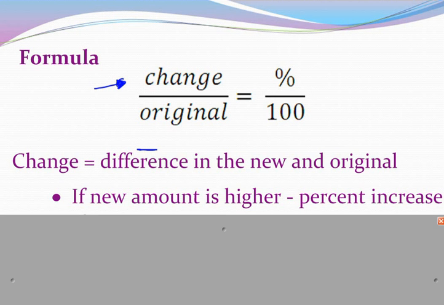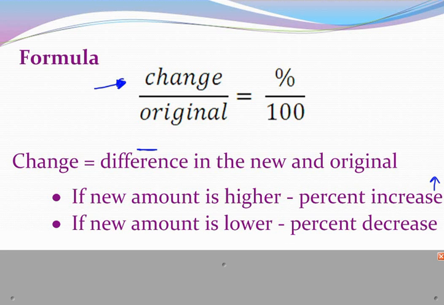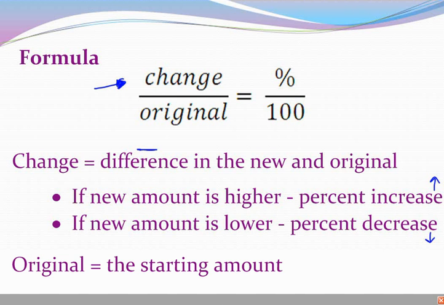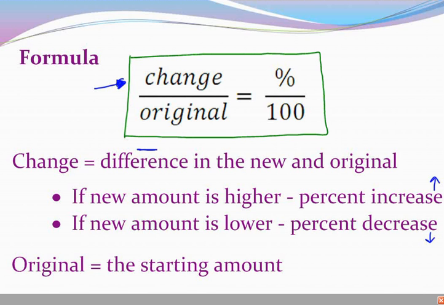If the new amount is higher, it's called a percent increase. If the new amount is lower, it's called a percent decrease. That's something important to know, and the problem will be asking about those kinds of things. The last thing down here is original. Original is the starting amount. It's how much you began with. So the most important thing that you need to have written down in all of today's notes is this right here: change over original equals percent over 100. That's the most important thing for today's notes.